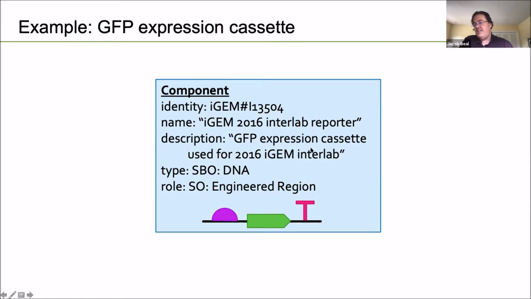I've got a little description of what it is, and it's a systems biology ontology DNA type with role of engineered region. Engineered region is our catch-all term for systems that aren't just one clearly defined element. So engineered region is typically what you mark anything where you've started putting parts together to make something more complex. So here we've got a ribosome entry site, a coding sequence, and a terminator that we're going to put a bunch of different promoters in front of. So there's our starting point. Any questions so far?